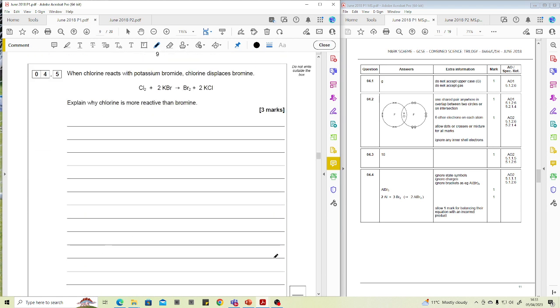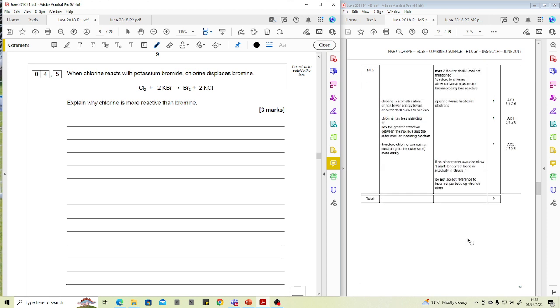Okay, question 4.5. When chlorine reacts with potassium bromide, chlorine displaces bromine. So this is one of those set memorised explanations, and some students only just sort of repeated it or said that it's because of the periodic table. But that would get you a rescue mark, but not 3 marks. So we are going to go for the number of shells explanation. So if you look at the periodic table, we can see that chlorine has 3 shells and bromine has 4 shells. But they've both got 7 electrons in the outer shell, so they gain 1 electron when they react.